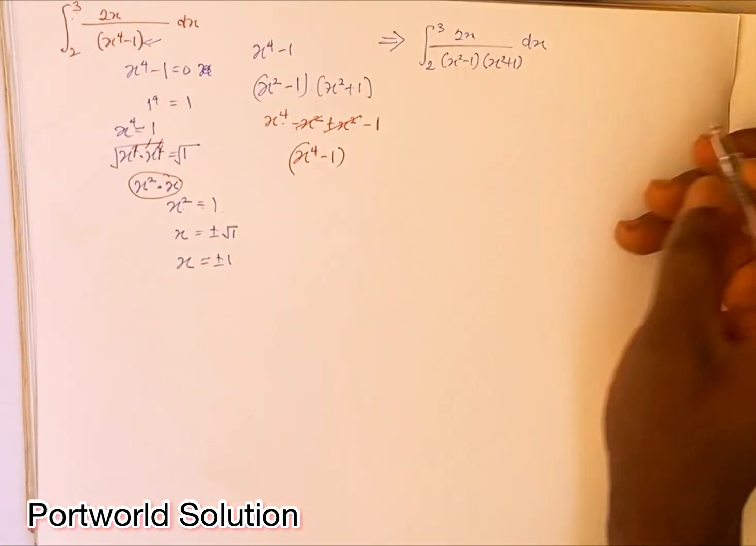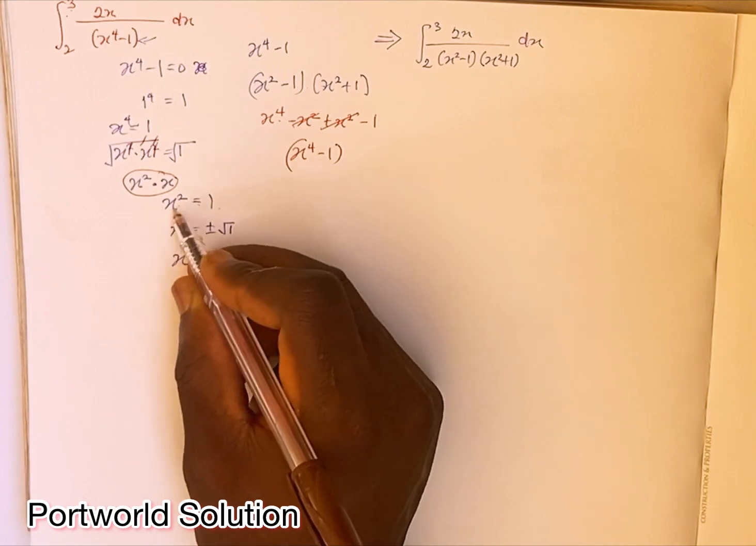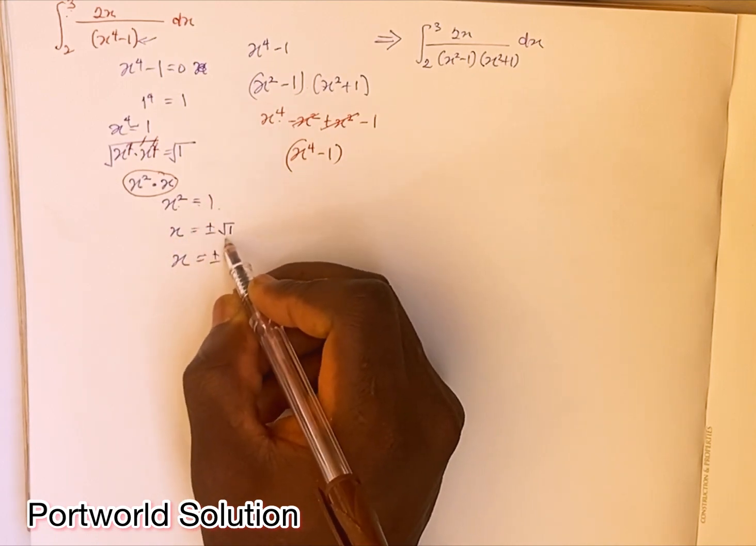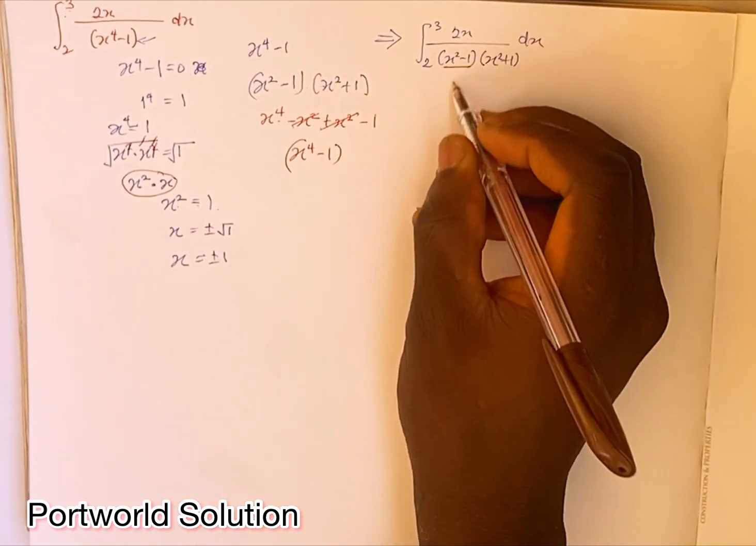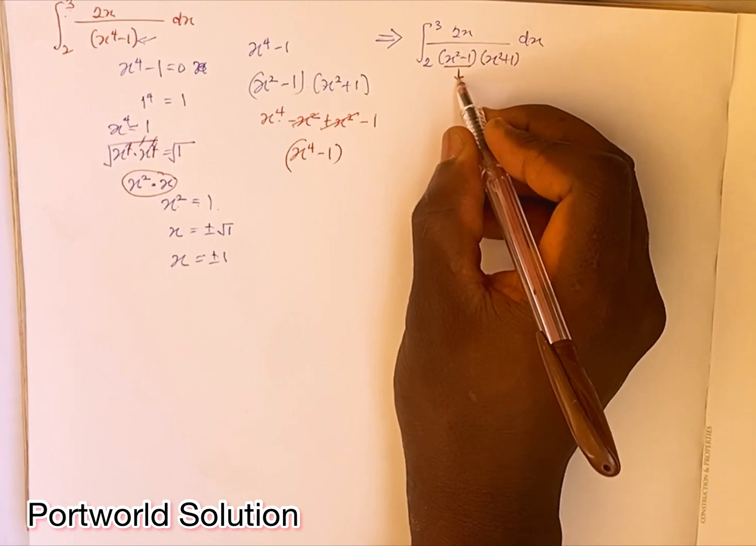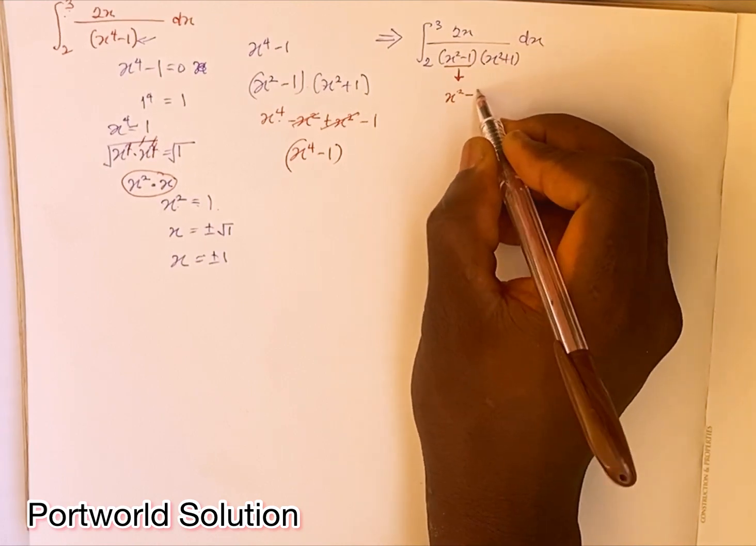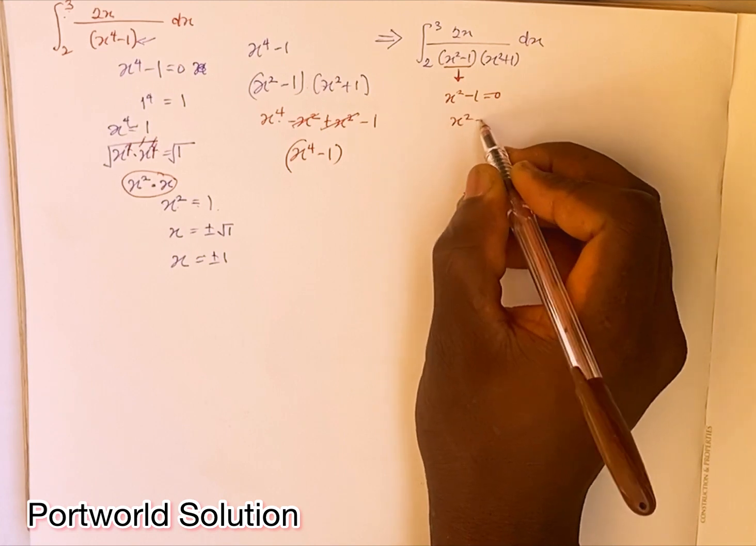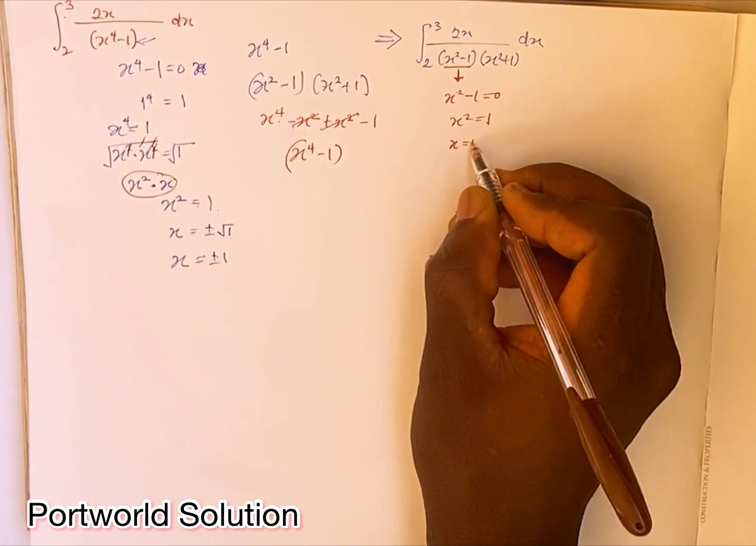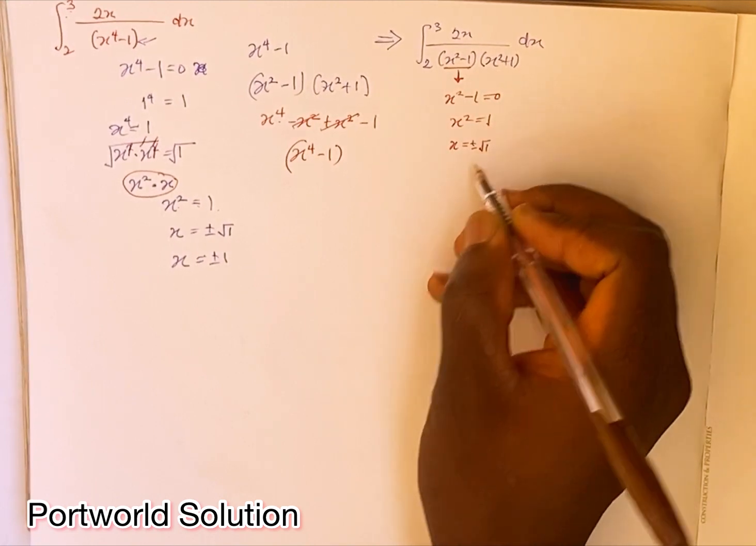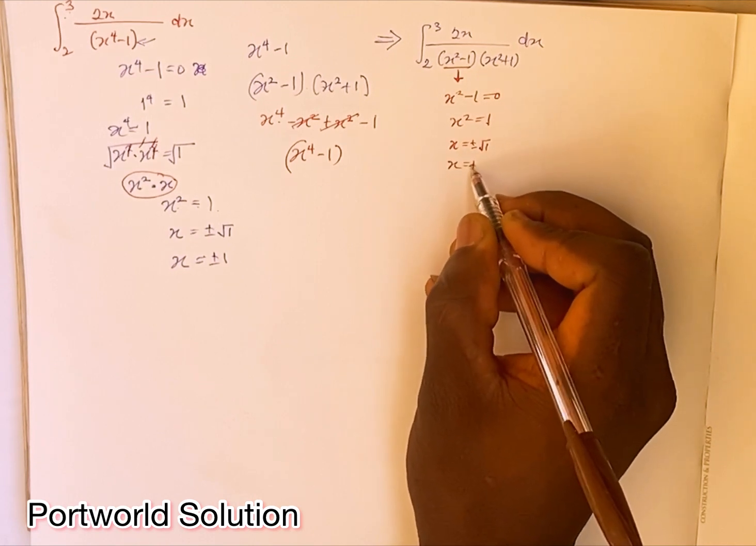So in this case now, if you look at what I just did here, I said x squared equals 1, then x equals plus or minus root of 1. It's still the same thing as this, because if I have something like this, I can just say x squared minus 1 equals 0. Then x squared equals 1. I'm going to have x equal to plus or minus root of 1. Then x equals plus or minus 1.